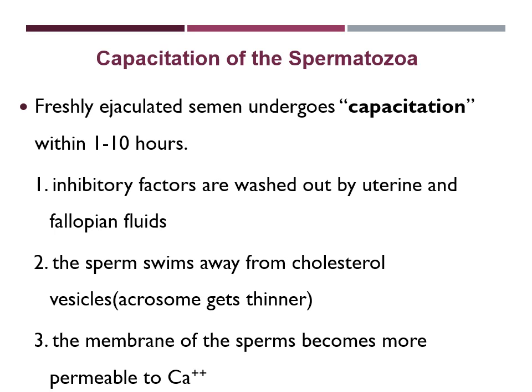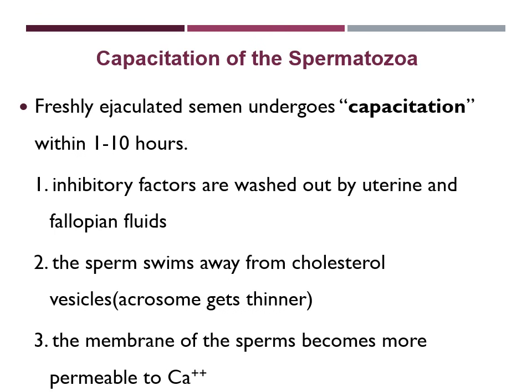In the female genital tract, freshly ejaculated semen undergoes a process called capacitation, which takes place within 1 to 10 hours after being expelled or ejected.